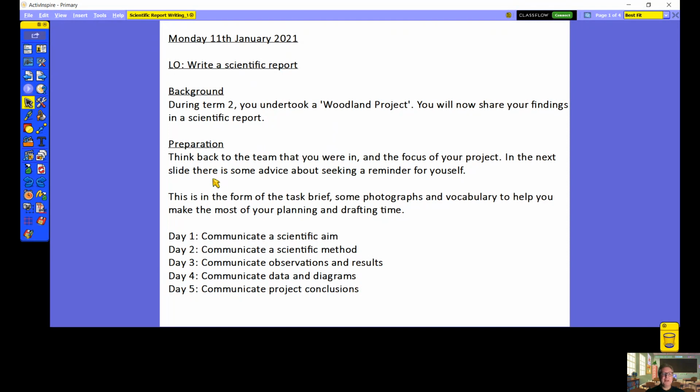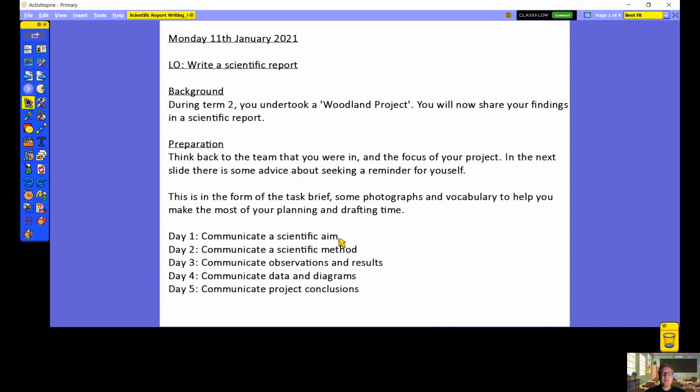In terms of preparation, think back to the team that you were in and the focus of your project. And in the next slide, there's some advice about seeking a reminder for yourself. The reminder is in the form of a task brief, some photographs and vocabulary to help you make the most out of your planning and drafting time.